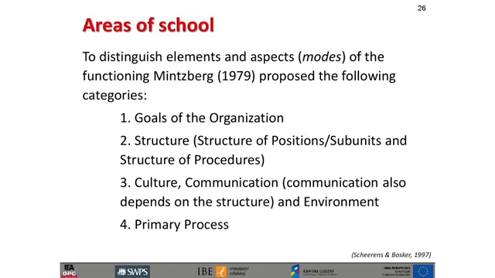The first are the goals of the organization. Then there's the structure that can be analyzed, the structure of positions, subunits, and also, of course, of procedures, sorry. The third area is the culture and communication and environment, and the communication is also related to the structure, so those areas are, of course, overlapping and dependent on each other. And the fourth area is the primary process, and this is the organizational term for learning processes in the classroom.